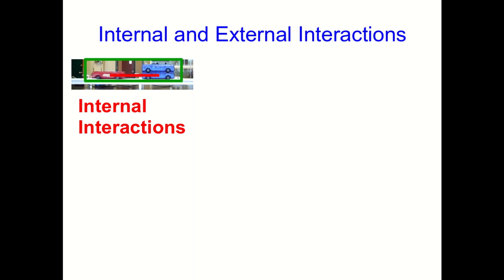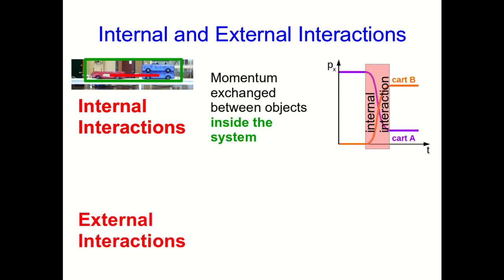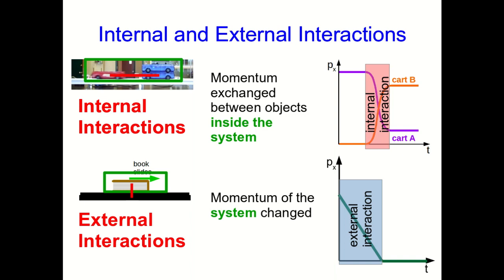It's important to notice the difference between what internal and external interactions do to a system. The internal interactions, in our case of two carts, are causing the carts to exchange momentum. They affect each other's momentum, but the total momentum of the system doesn't change. It just gets moved around inside the system. On the other hand, if we think about a system like the book sliding across the floor, where there's a strong external interaction, we've already seen that that strong external interaction causes the whole momentum of the system to change.